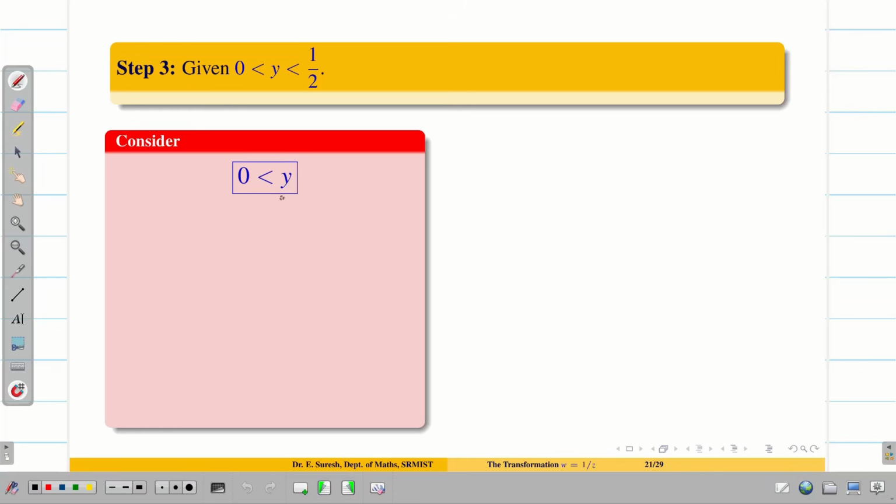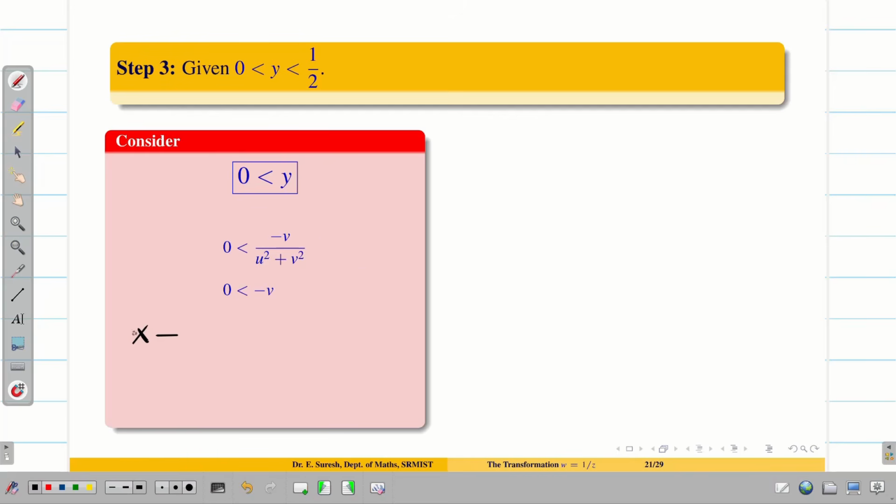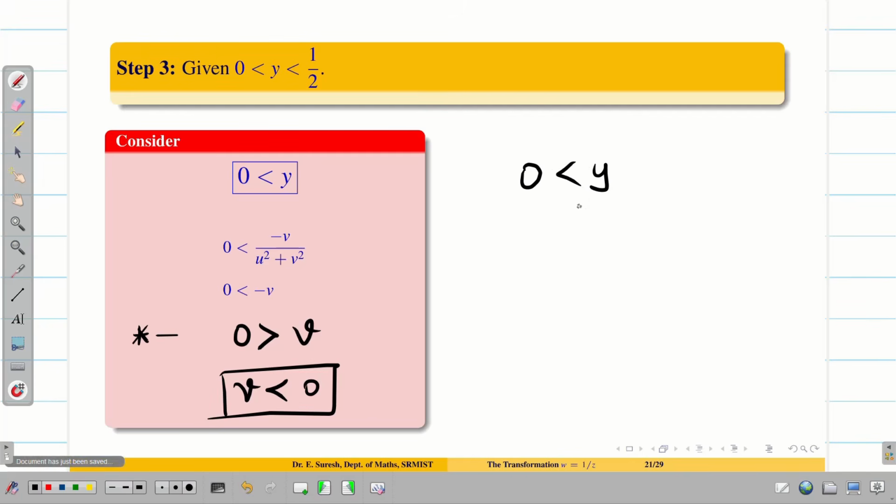First, let us consider 0 less than y. We know that y is equal to minus v by u square plus v square, just now we found. So 0 less than minus v divided by u square plus v square. When you multiply this here, it will become 0. So we get 0 less than minus v. Now multiplying by minus on both sides, we get 0 greater than v. Rewriting this, we say v less than 0. 0 less than y in the z plane is mapped to v less than 0 in the w plane.